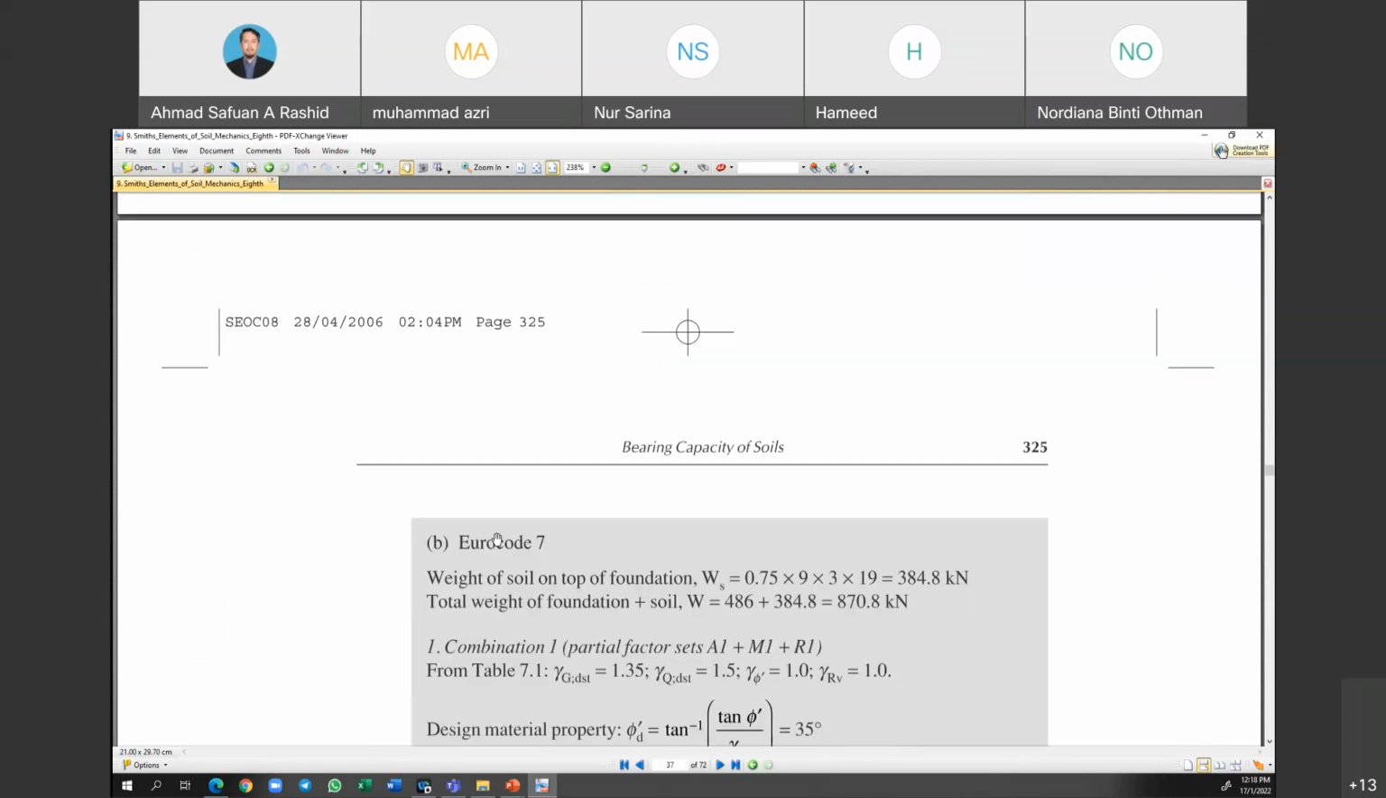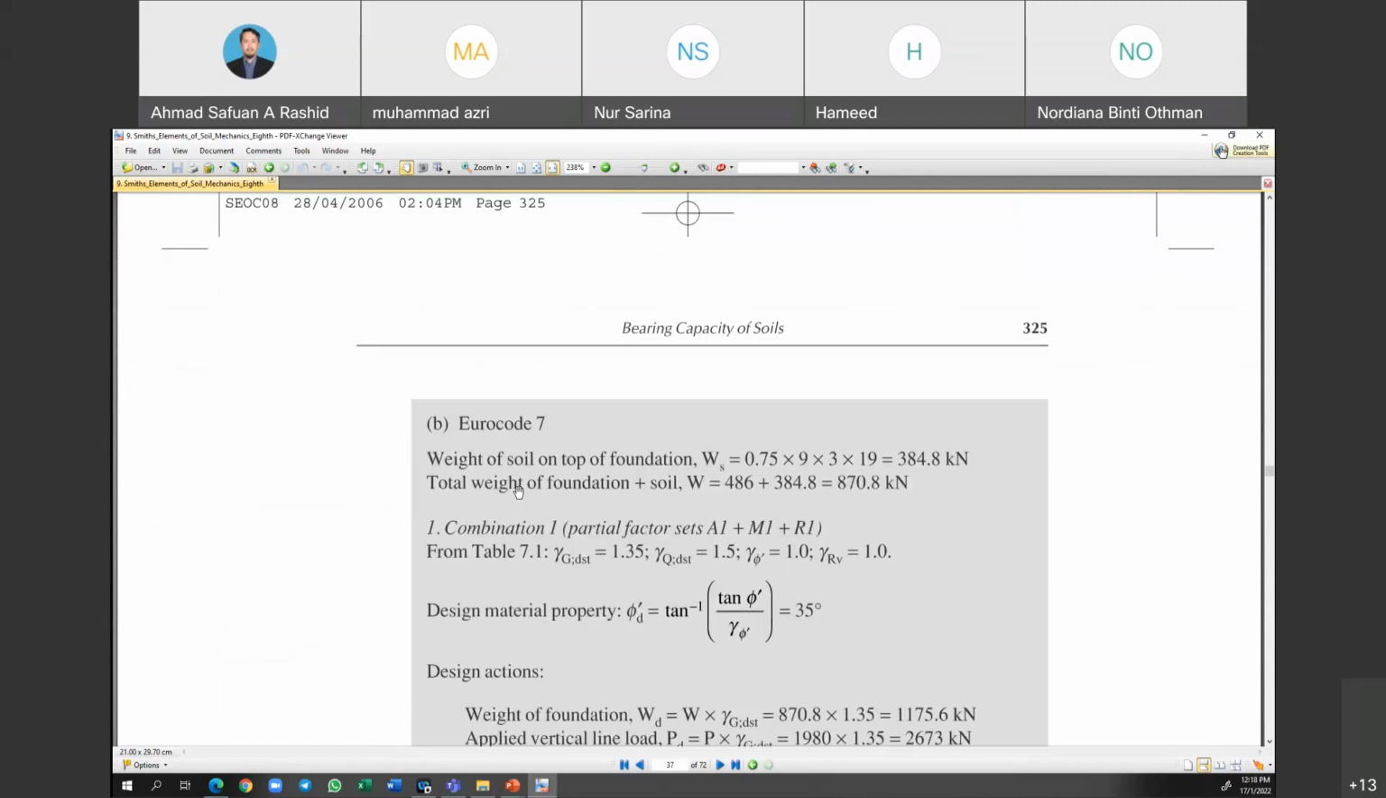Okay, so that is for the conventional approach. Okay, for the Eurocode 7, the same procedure. For the first one, we get the WS because we want to multiply it with the partial factor value. So in here we have 1.35, the partial value for the permanent.